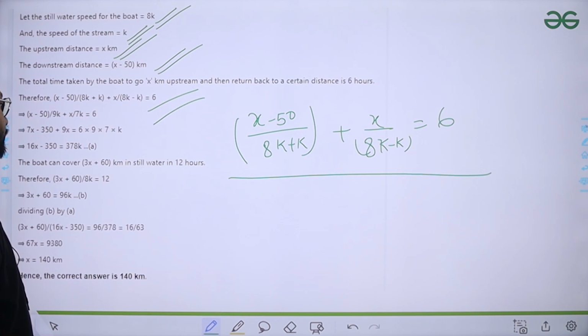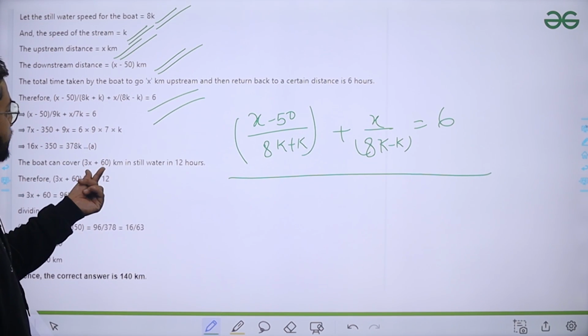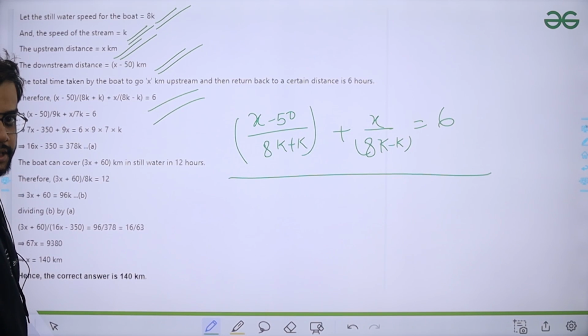सो यहाँ से हमारा इक्वेशन नंबर 1 बनेगा. बोट कवर जो है 3x प्लस 60 किलोमीटर इन द 12 आवर्स, ठीक है, स्टिल वाटर में. यहाँ से हम लोग इक्वेशन नंबर 2 बना सकते हैं.